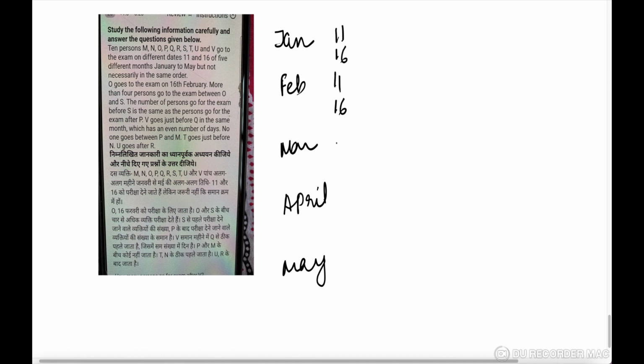Okay. Next is this question, again a puzzle. 10 persons go to the exam on different dates, 11 and 16 of 5 different months, January to May. Okay, so let's prepare the structure. January, February, March, April, May, 11 and 16. So 11, 16, for each month.